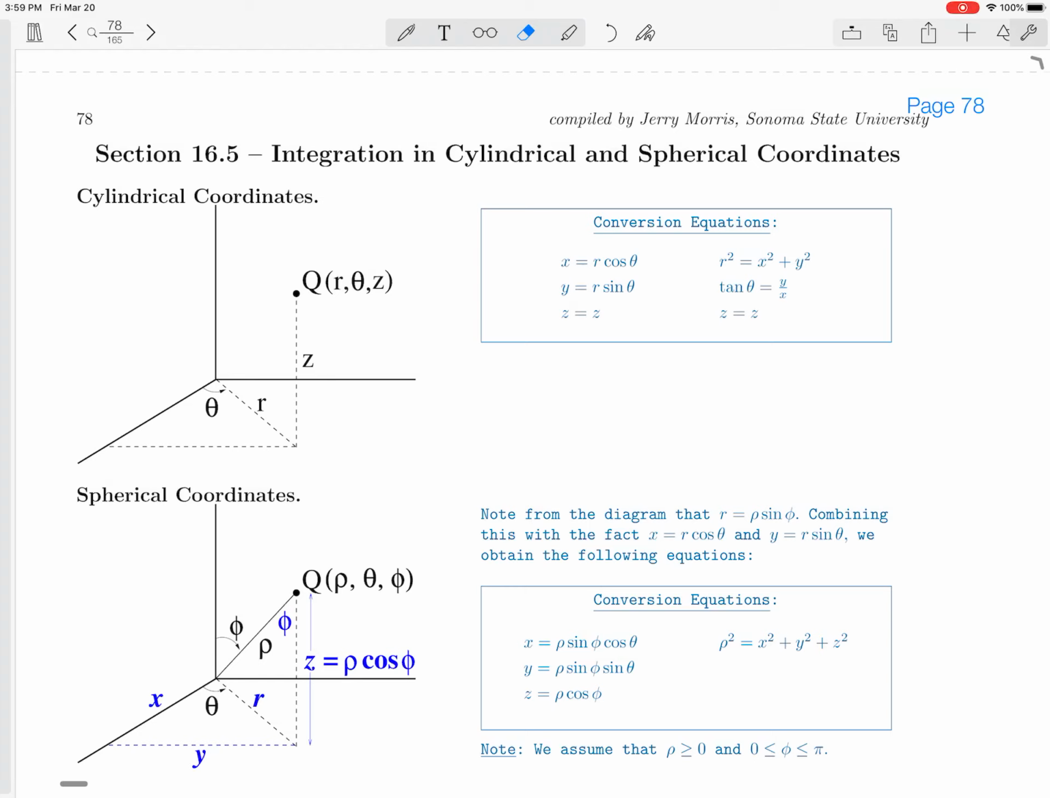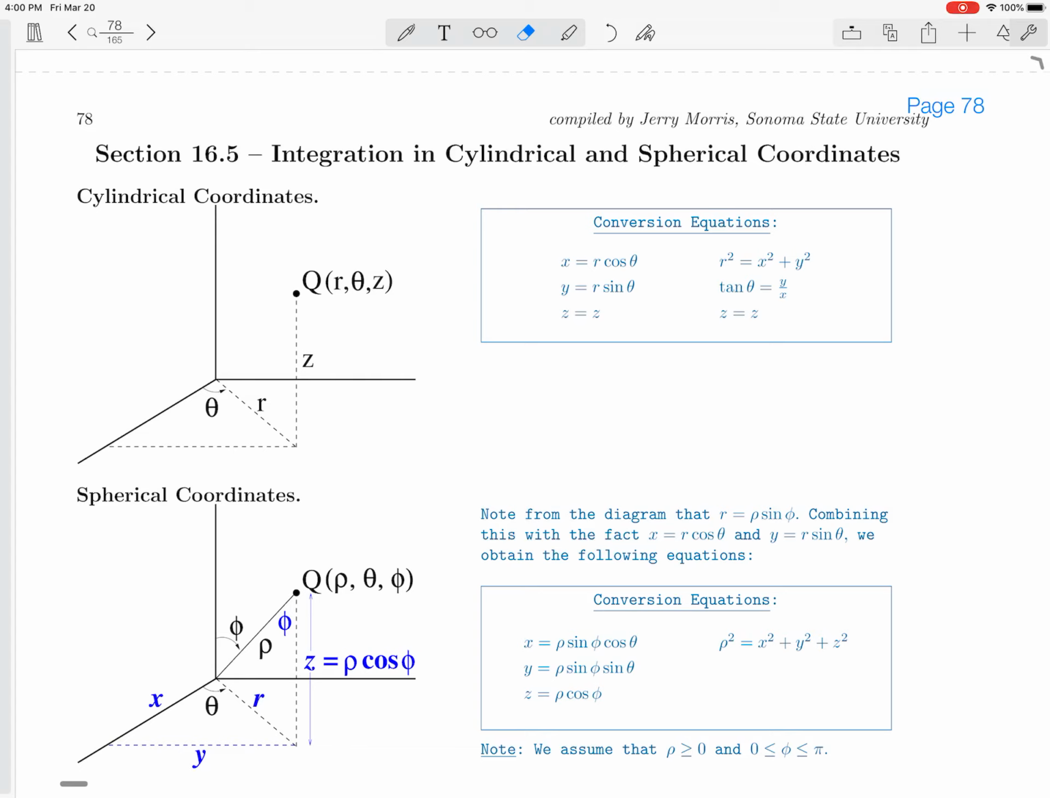Hello everybody. This is a short introduction into two new coordinate systems, cylindrical and spherical coordinates. We already are very used to using Cartesian coordinates, and in the previous section we also learned about polar coordinates. Cylindrical coordinates extend polar coordinates into 3 dimensions.